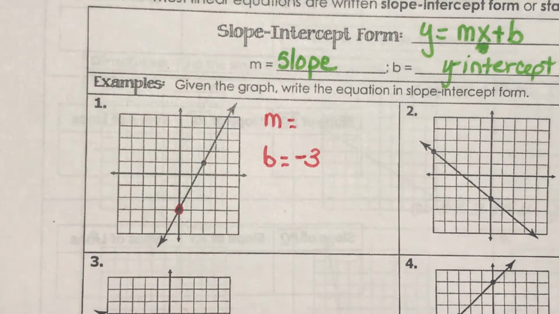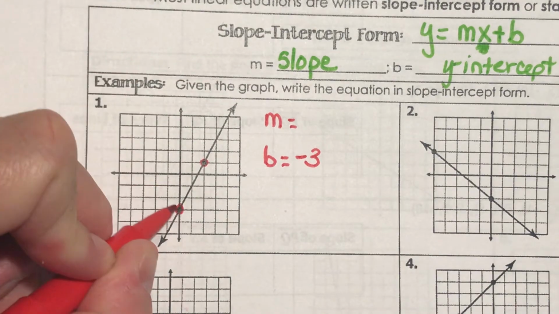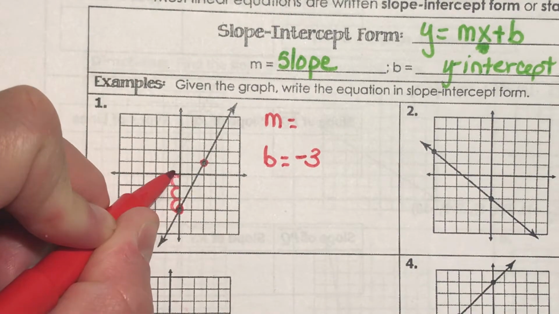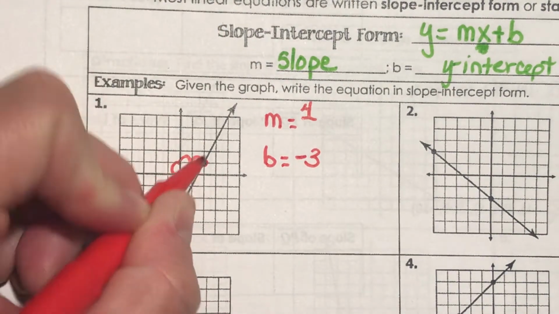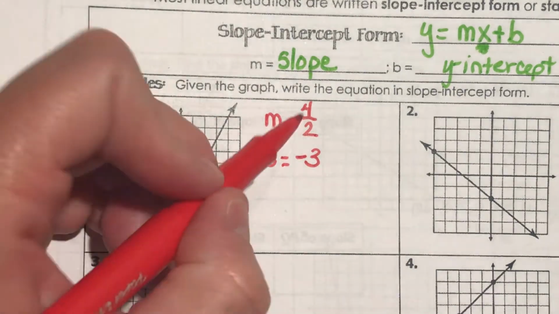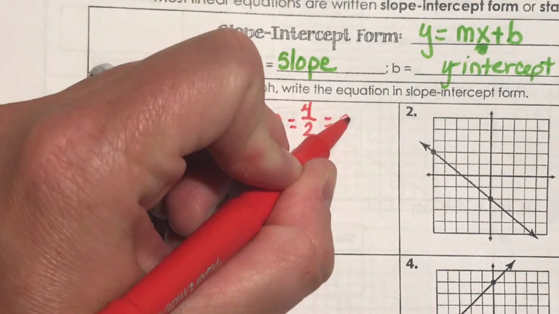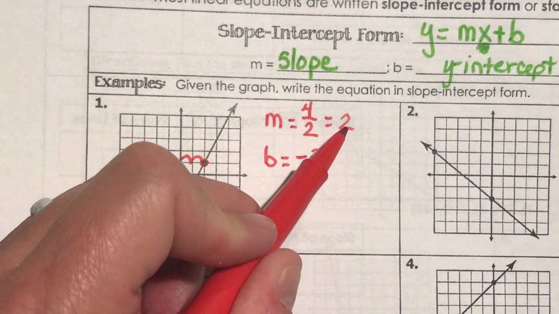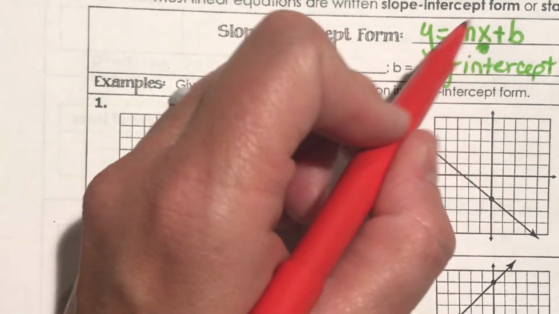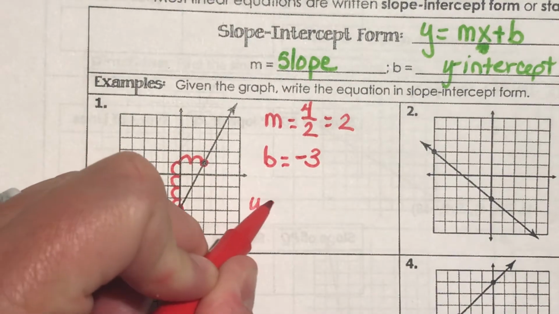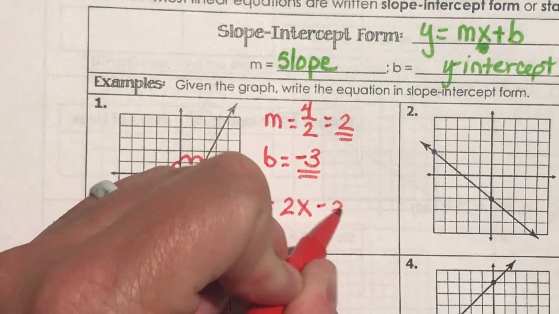Now I need to find my slope. So I go from this point to this point using rise over run. I go 1, 2, 3, 4 up, positive direction, and then 1, 2 to the right, which is another positive direction. You cannot leave it like this though, because this can be reduced to 2. So I have a slope, or an m, of 2. I have a y-intercept, or b, of -3. Now I can plug it into that slope-intercept form. y = 2x - 3.